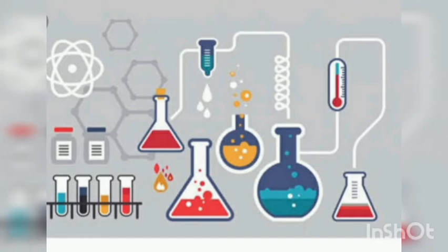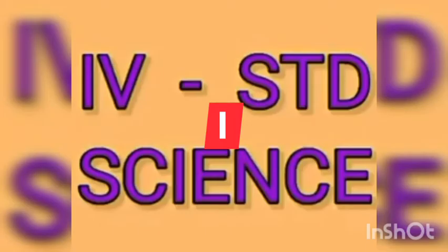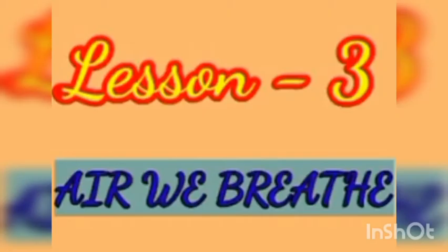Today I am going to teach you 4th standard science unit 3, Air We Breathe. Before we get into the lesson, you want to know the learning objectives. After the completion of this unit, students will be able to know that air is a mixture, understand the composition and components of air, and explain air pollution and its effects.